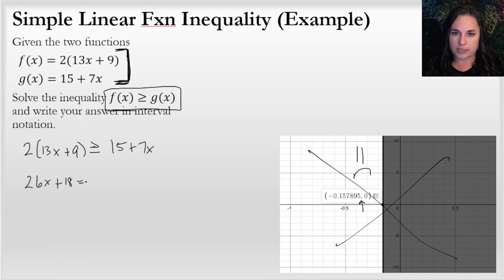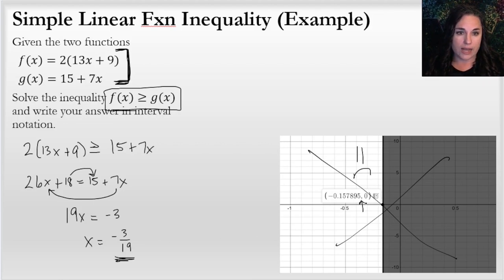26x plus 18 equals 15 plus 7x. I'm going to subtract this to this side and this to this side. So I get 19x equals negative 3 and x equals negative 3/19. So if you were asked for a fraction for an answer, you'd be able to put that. I assume the decimal value is negative 0.1577895. That's what that is.